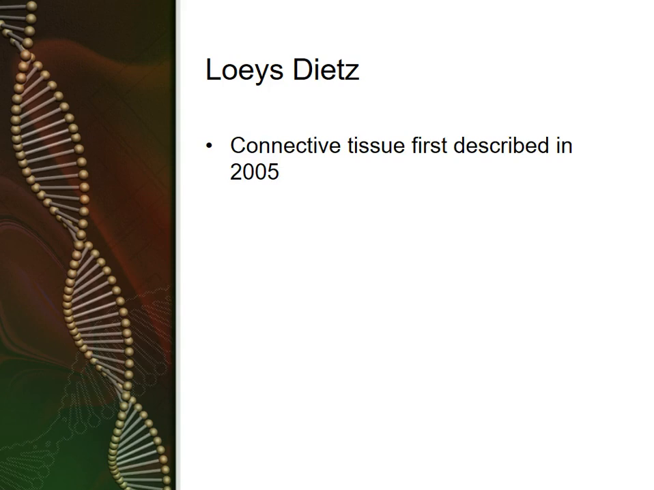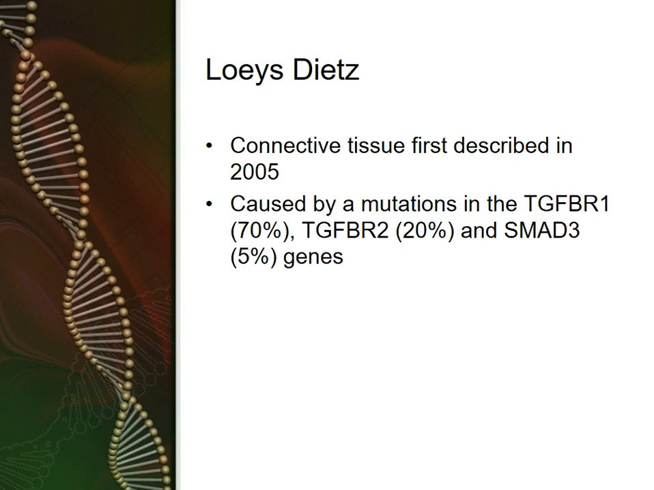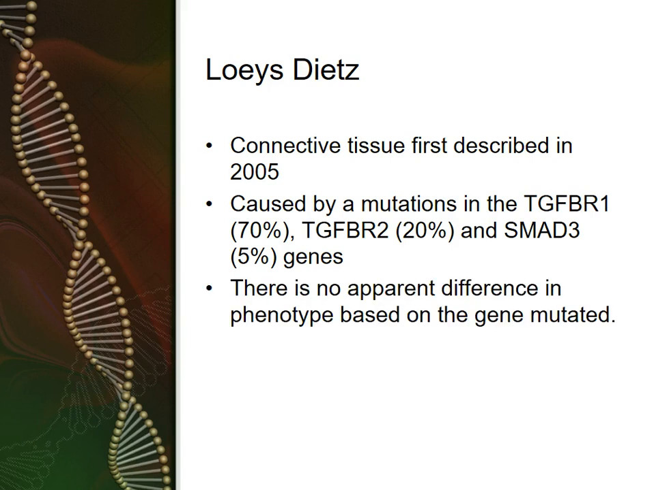Loeys-Dietz makes Marfan's look like, oh, yay, it's only Marfan syndrome. It's a much more frightening disorder. It wasn't even described till 2005. It's caused by different genes that interact with fibrillin, TGFBR1, TGFBR2, and something called SMAD3. There's no difference in the phenotype depending on which of these three genes is changed.